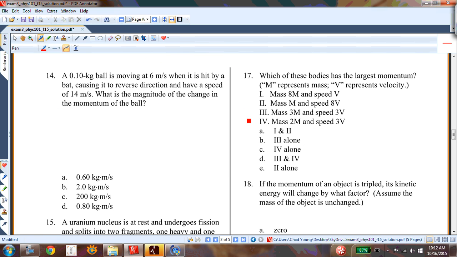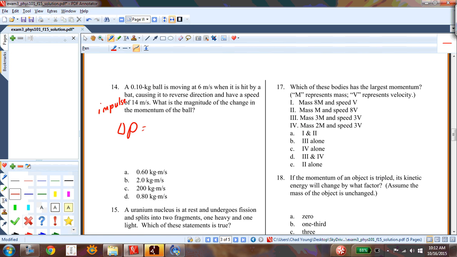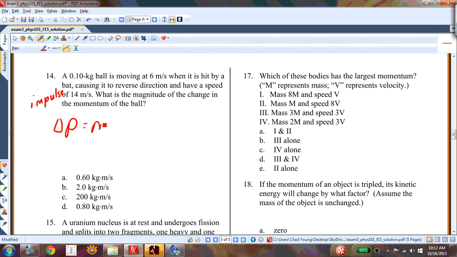So B for 13. A 0.1 kilogram ball is moving at 6 meters per second when it's hit by a bat, causing it to reverse direction and have a speed of 14 meters per second. What is the magnitude of the change in the momentum of the ball? Here, I'm just looking for delta P. Remember, sometimes we call this impulse, which is the change in momentum. The change in momentum is M times delta V, because M is remaining constant. That's VF minus VI. M is 0.1 kilograms.